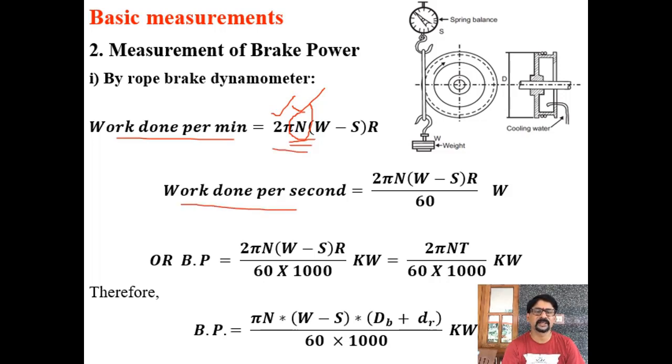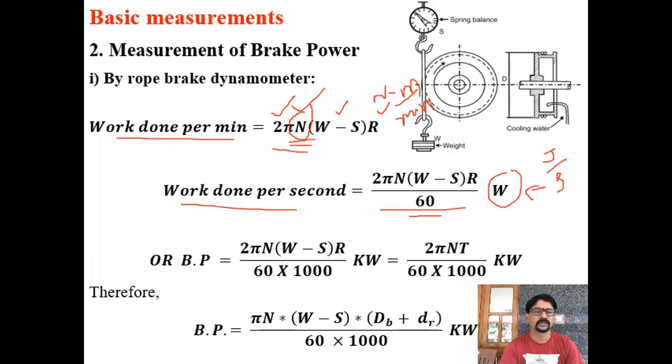Now for work done per second, you have to divide this expression by 60. Then you will get watts, because W minus S is in Newton and R is in meters, so Newton meters. Here actually it is Newton meter per minute, because RPM is revolutions per minute. Newton meter per minute divided by 60 becomes Newton meter per second. Newton meter is nothing but joules, so joules per second is nothing but watt. So you should know the units of each and every physical quantity in the expression. That is very, very important.